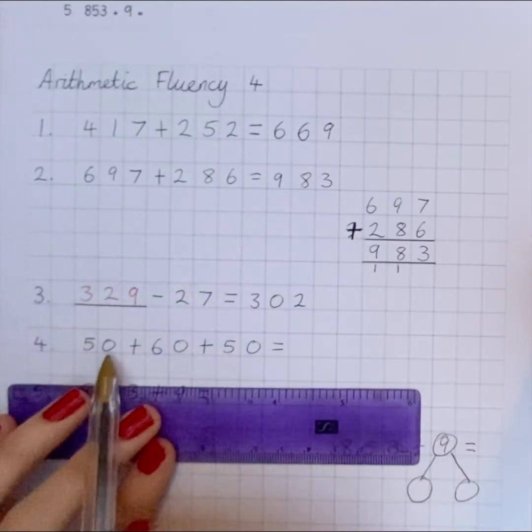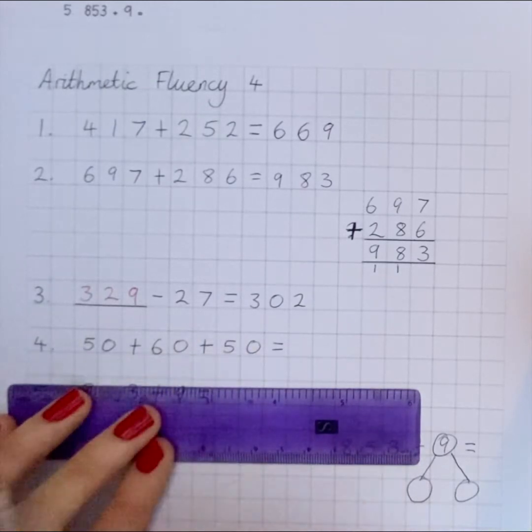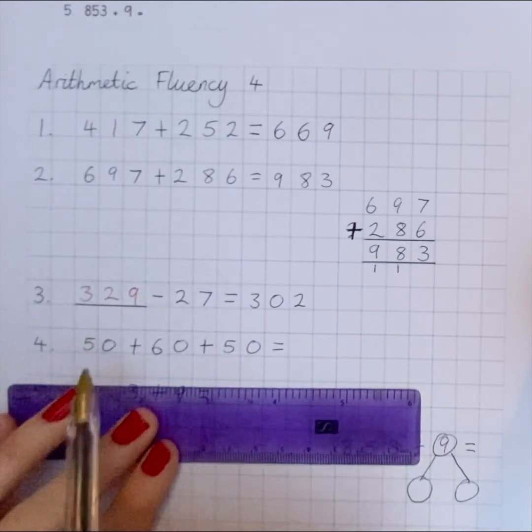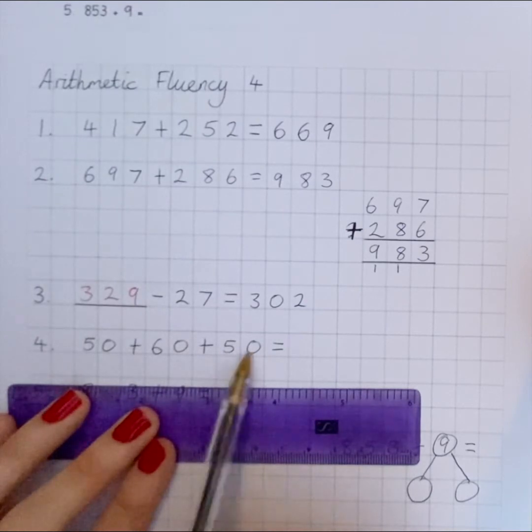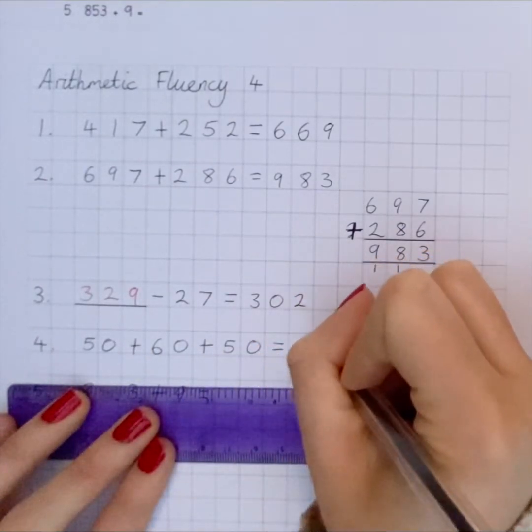Now here we have 50 add 60 add 50. Which ones of those are complements? Well, 50 and 50 makes 100. Then add on the 60, 160.